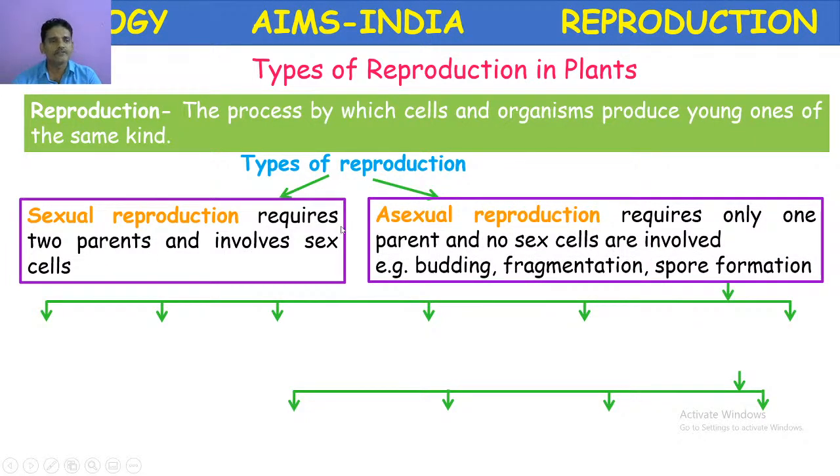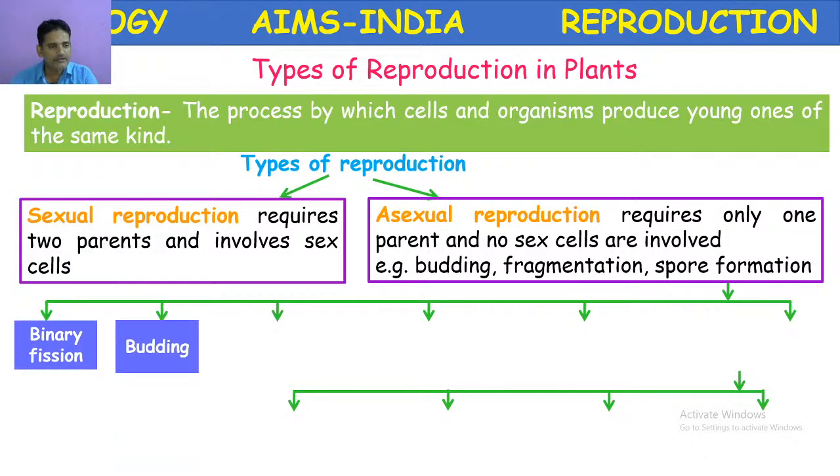In sexual reproduction, two parents are required and it involves the participation of sex cells. Means there is a production of gametes and fusion of gametes. Whereas asexual reproduction requires only one parent and no sex cells or gametes are involved here. Means there is no production of gametes and no fusion of gametes. So there are several types of asexual reproduction. Let us go through them one by one.